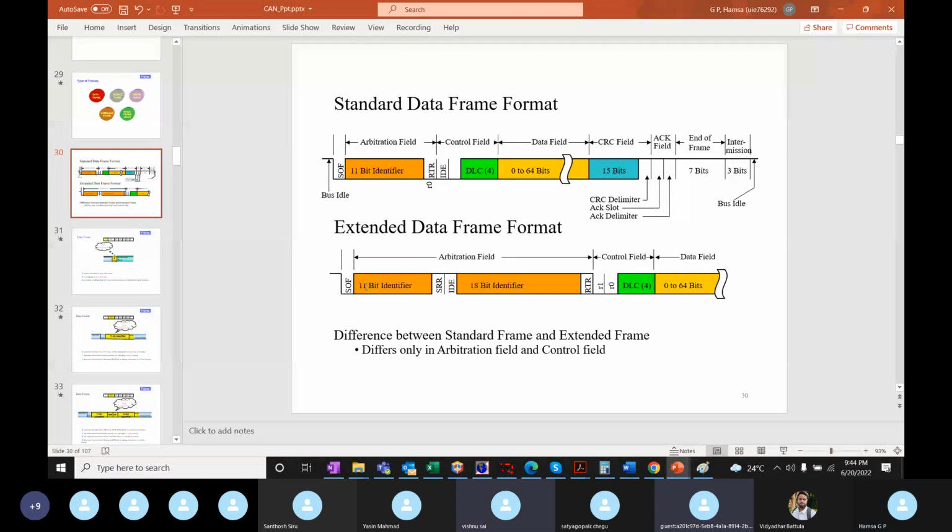Yeah, okay, fine. So any other doubts? No. Okay, so in the next class, we will see the extended data frame format. It won't take much time if you are aware of the standard frame format properly now, and we will see how the prioritization happens and how the ECU accepts the message from another ECU.